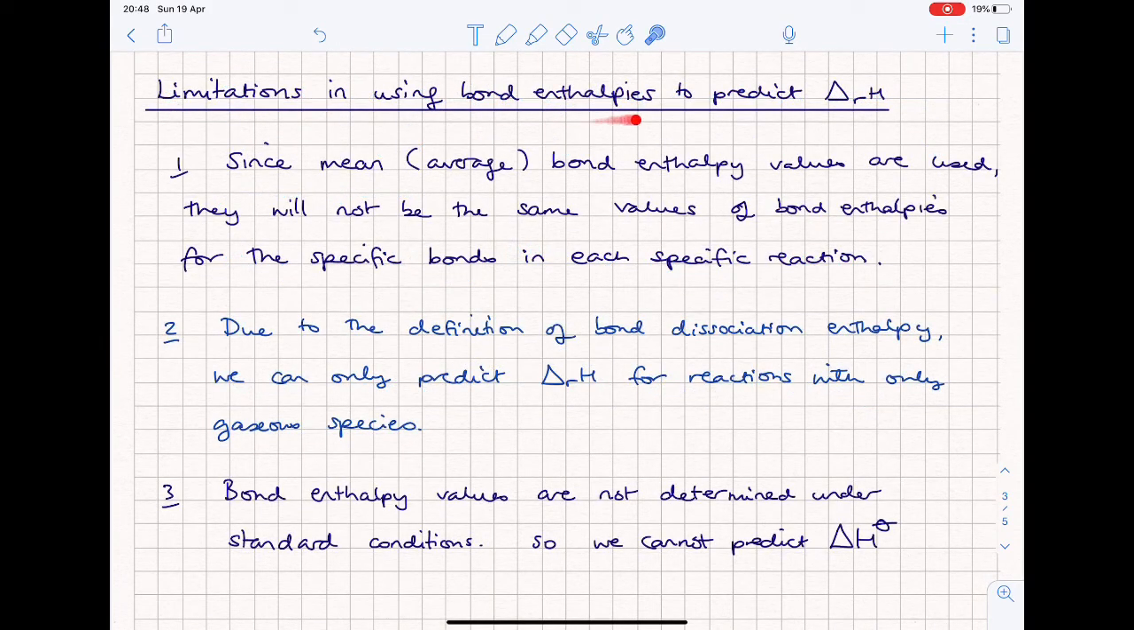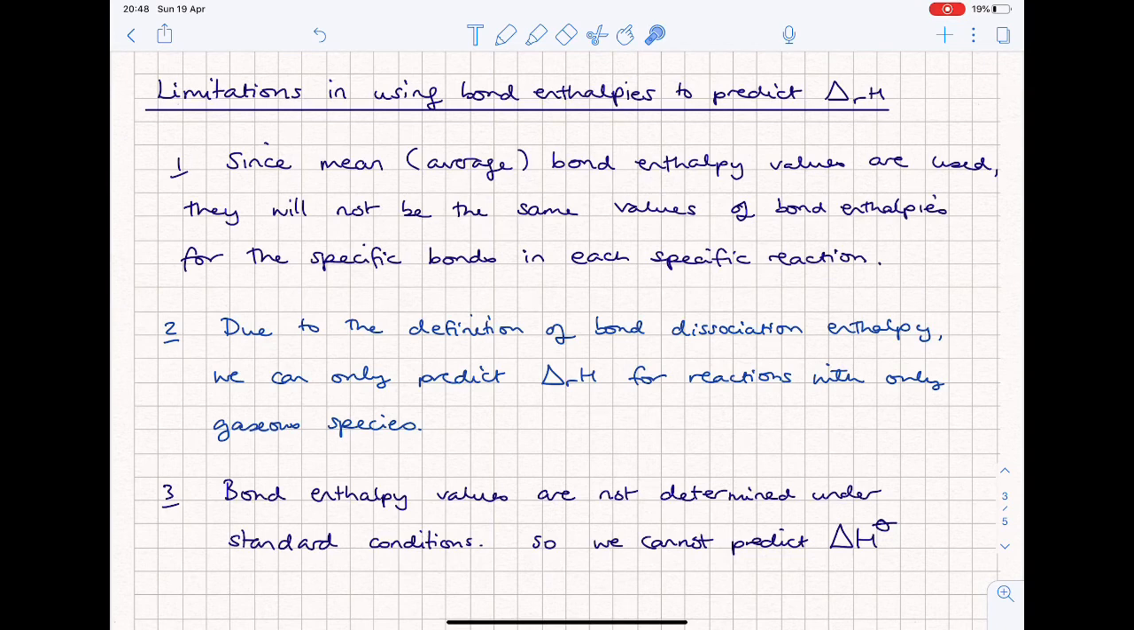The last limitation of using bond enthalpies to predict enthalpy change of a reaction is the fact that bond enthalpy values are not determined under standard conditions. That's because we need to maintain all the species as gases. So for example, to measure the bond enthalpy of an OH bond in water, the water must be in the gaseous form, but water is liquid at standard conditions, because standard conditions is 25 degrees C, 1 atmosphere pressure, and in those conditions water is a liquid.